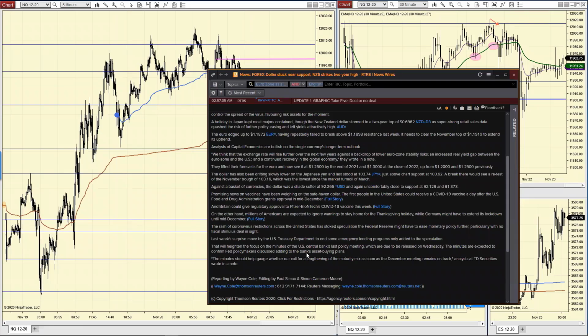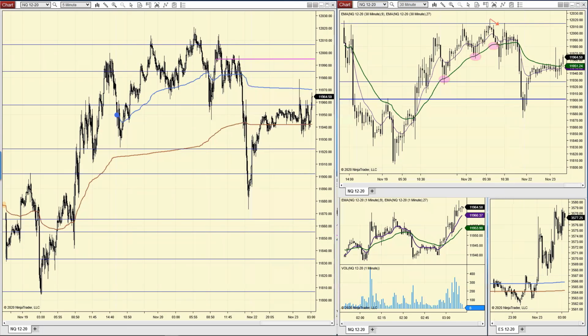That will heighten the focus on minutes of the U.S. central bank's policy meeting, which are due to be released on Wednesday. The minutes are expected to confirm the Fed policymakers discussed adding to the bank's asset buying plans. The minutes should help gauge whether our call for a lengthening of the maturity mix as soon as December's meeting remains on track. So with that, we'll get into the analysis.